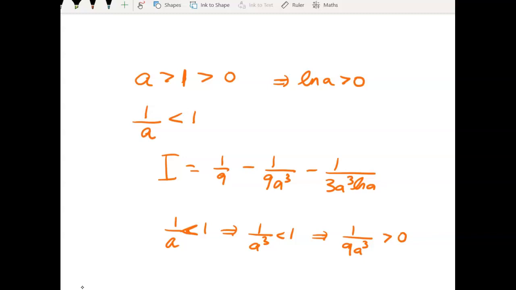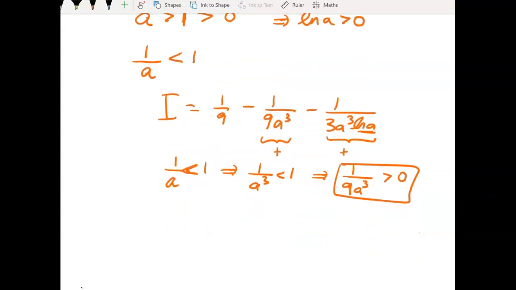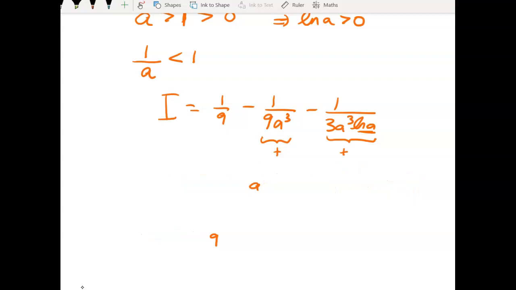So 1 over 9a cubed is also positive, right? That's actually all that matters here, is that we've got 1/9 and we're taking stuff away. So that term is positive, and we know that the natural log of a is positive, so this is also positive. So I is greater than 1/9 because this is positive and this is positive. I think that's enough to show it. I'm just having a look at my logic here, and I'm not that happy with it. So let's just go back and see what a really decent answer would look like here, because I don't just want to have little symbols saying plus and plus.